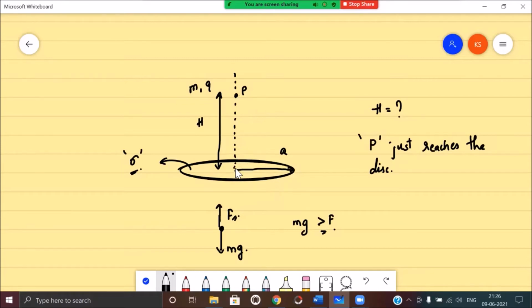So essentially when this particle reaches over here, we want it to stop. We want its final velocity to be equal to zero over here. And that's what the statement of this condition is. That is, we just want this particle to reach this disk. So in other words, we want its velocity to be equal to zero over there, right?